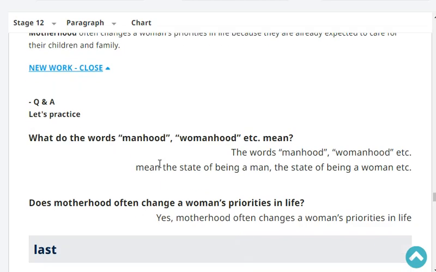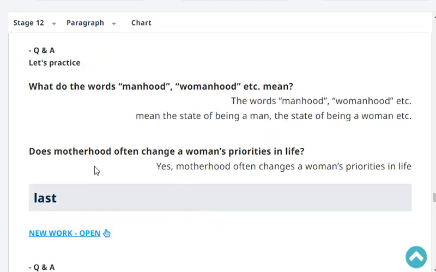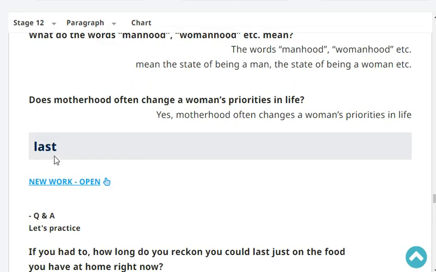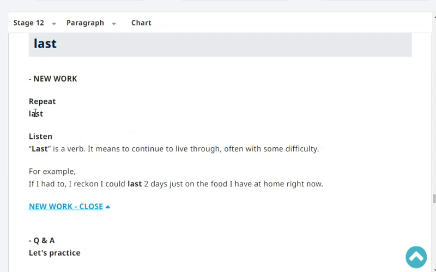Let's practice. What do the words manhood and womanhood mean? The words manhood and womanhood mean the state of being a man, the state of being a woman, etc. Does motherhood often change a woman's priorities in life? Yes, motherhood often changes a woman's priorities in life. Very good.